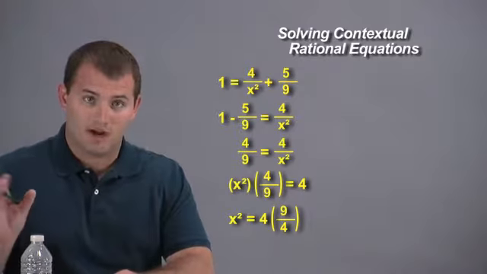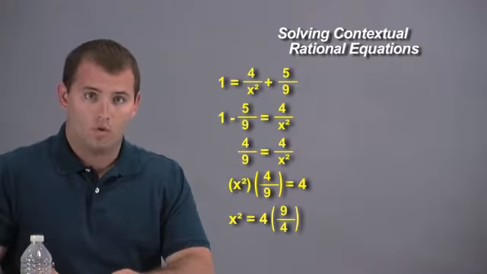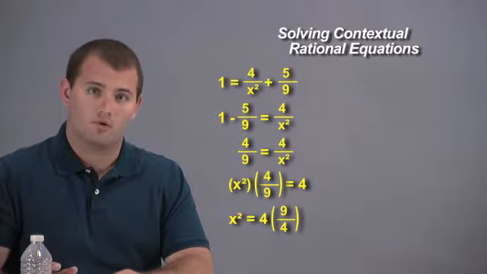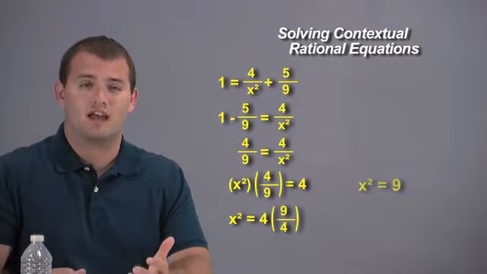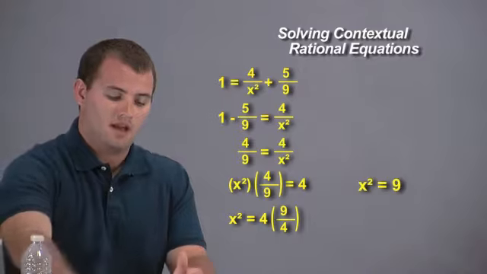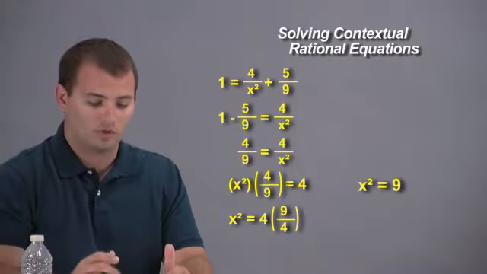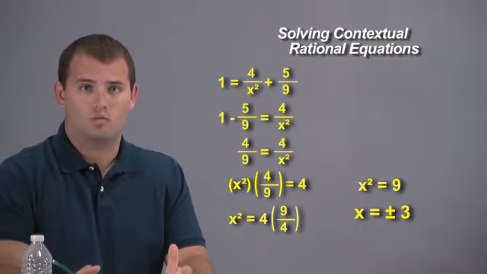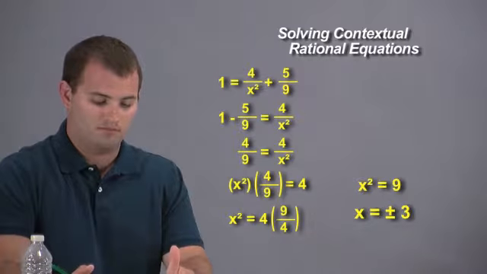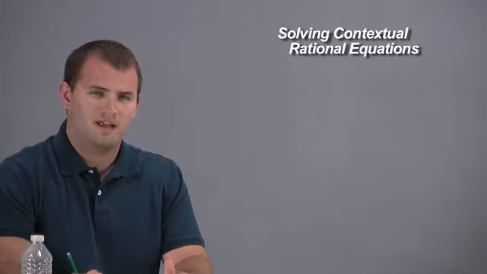Okay, I'm going to simplify the right side of the equation. 4 times 9 divided by 4 is just going to be 9, so it's x squared is equal to 9. And I'll solve for x here by taking the square root, and therefore x will equal plus or minus 3. That was an easy example. Now let's look at a little bit of a tougher one.